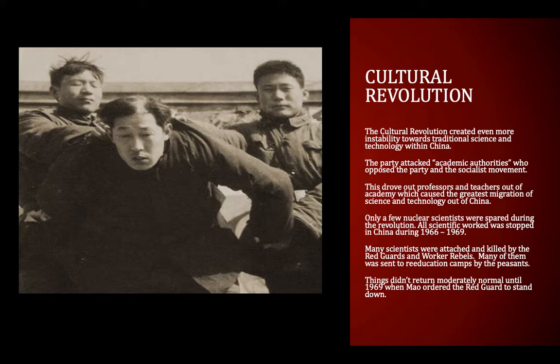All scientific work stopped in China during 1966 through 1969. Many scientists were attacked and killed by the Red Guard and worker rebels. Many of them were sent to re-education camps by the peasants. Things didn't return moderately to normal until 1969 when Mao ordered the Red Guard to stand down.